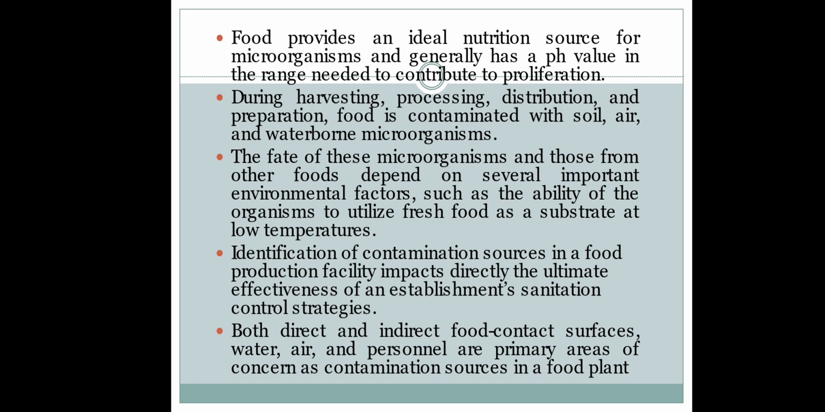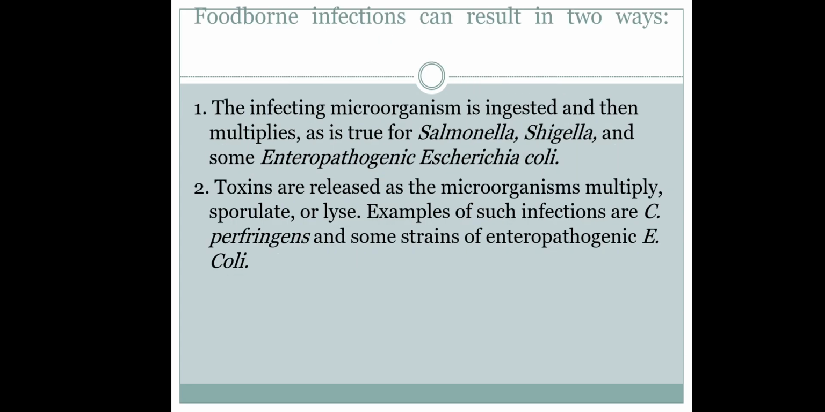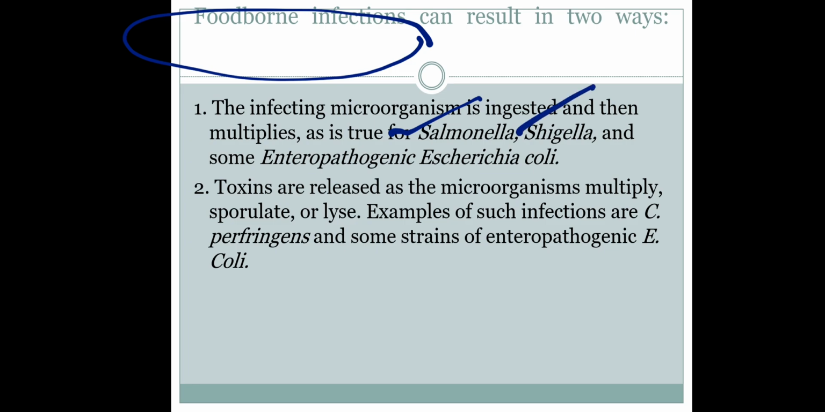There can be both direct and indirect contact to the food surfaces, from the water, from the air, from the personnel, or from the primary areas of a food plant. All of this can contribute to the contamination of food. If food is contaminated, it can result in foodborne infections. Examples are salmonella, shigella, or E. coli, which can cause illness when we ingest food that has been infected with the microbes.